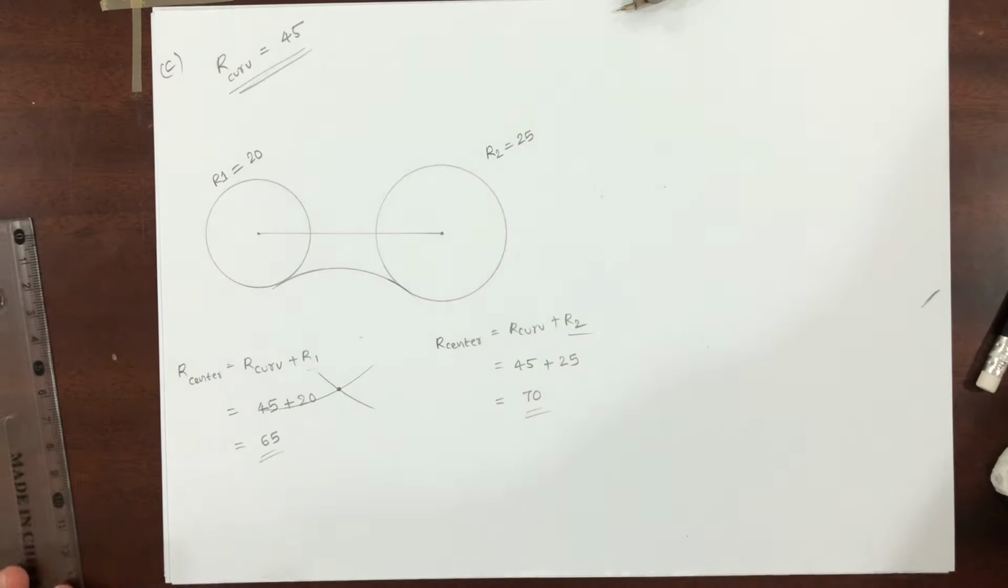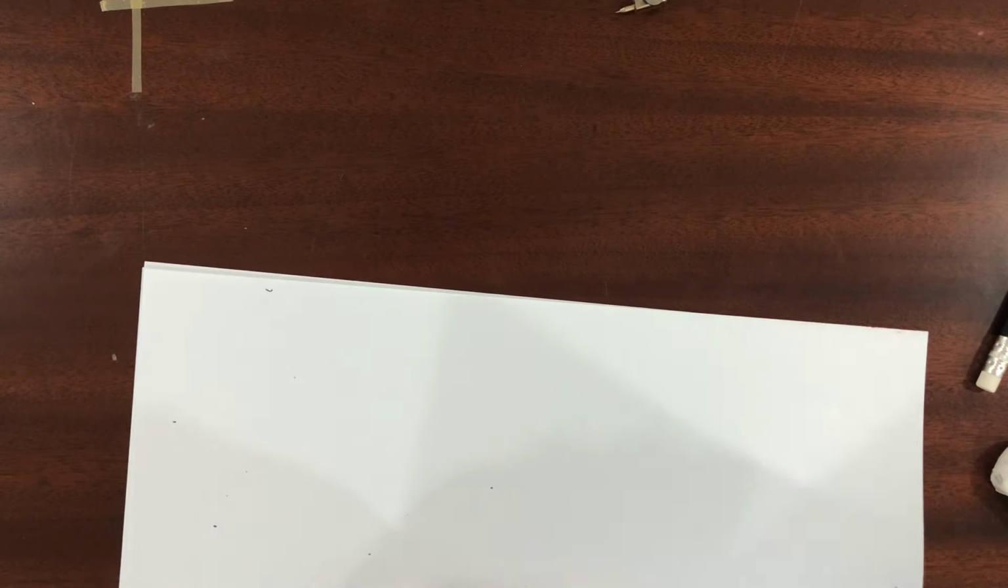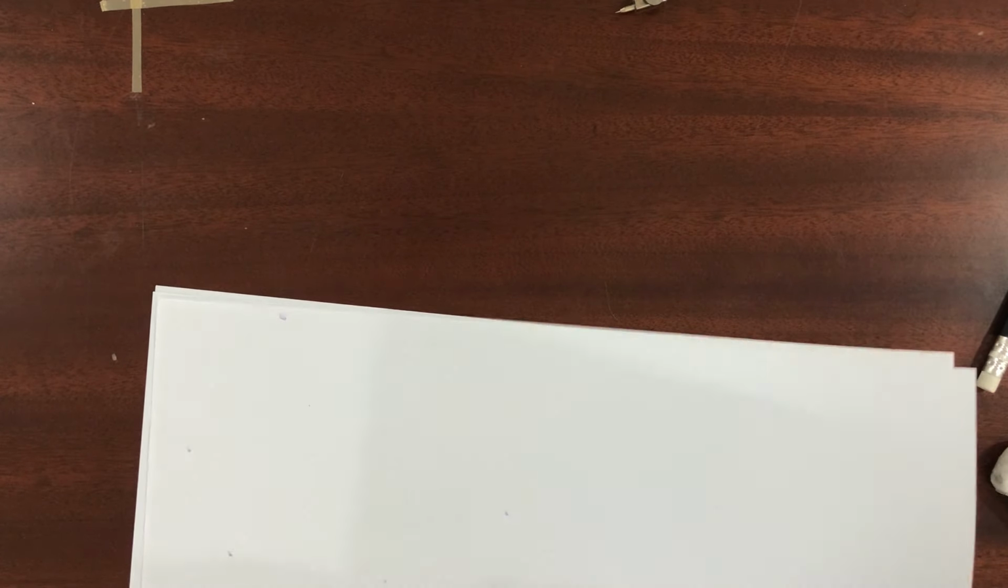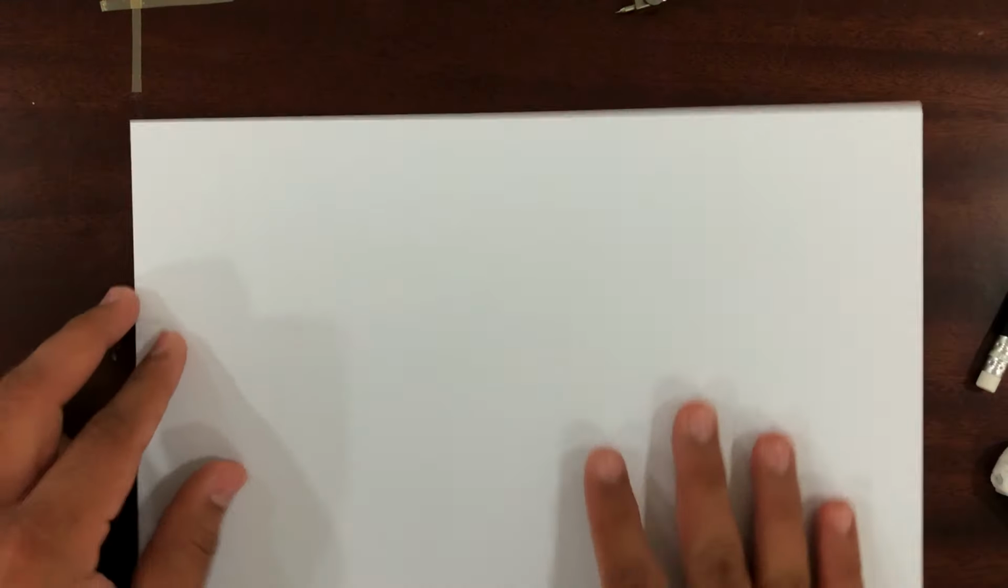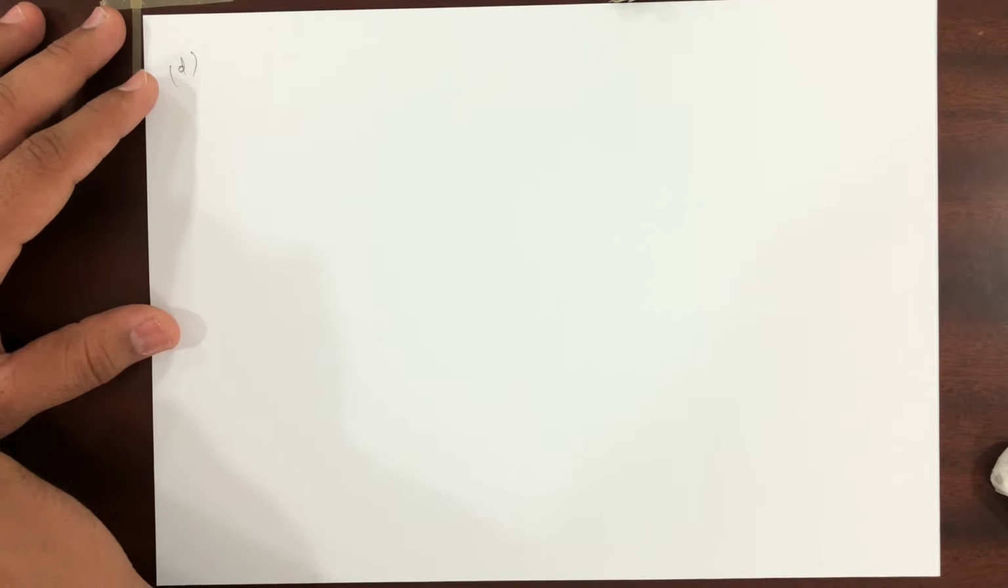Okay, now question number D. Going to question number D. Question number D is also same. In the top right hand corner, draw two circles of radius 15 and radius 25 about 60 to 70 millimeters apart and fit an arc of 100 above the two circles.